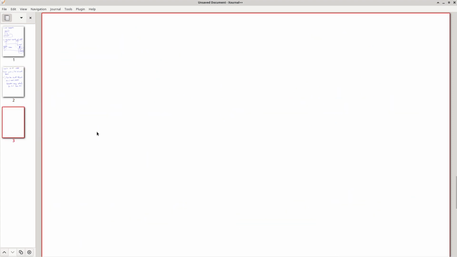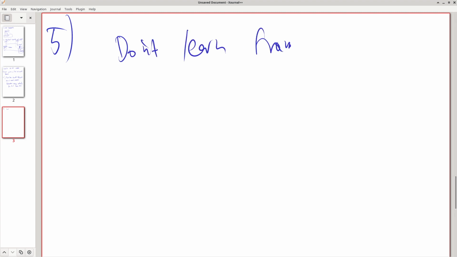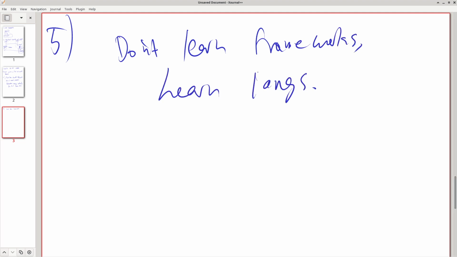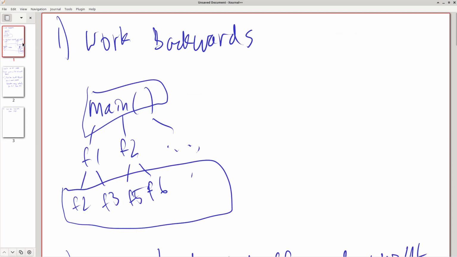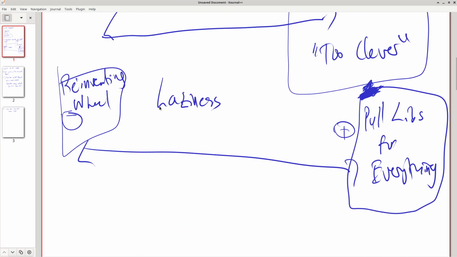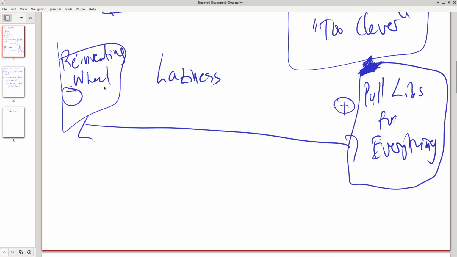Last tip. Actually, I have several more tips. I forgot what tip number it was, I'll just say 5. Don't learn frameworks. Learn languages. So this kind of goes back to my tip about the trade-off between pulling in libraries for everything and reinventing the wheel.